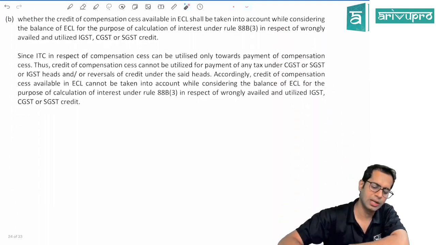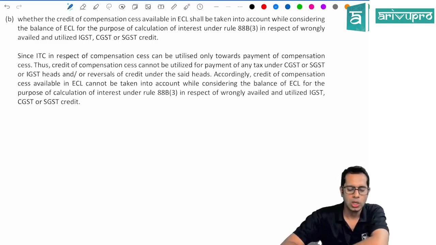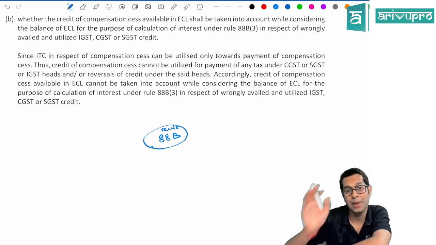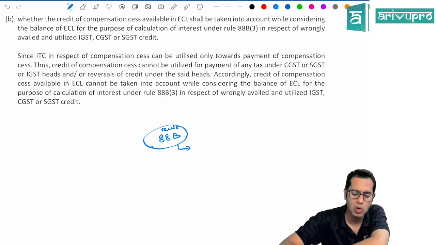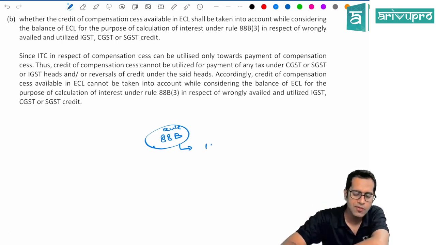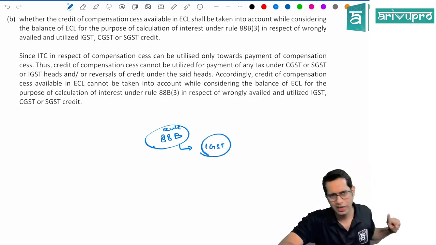Now, what is this point telling? I'll just give an example. The GST officer under Rule 88B talks about different scenarios when the officer can block your credit. If you have wrongly taken input tax credit, then the officer has the power to block your input tax credit. Now what is this clarification? This clarification is only with respect to IGST.